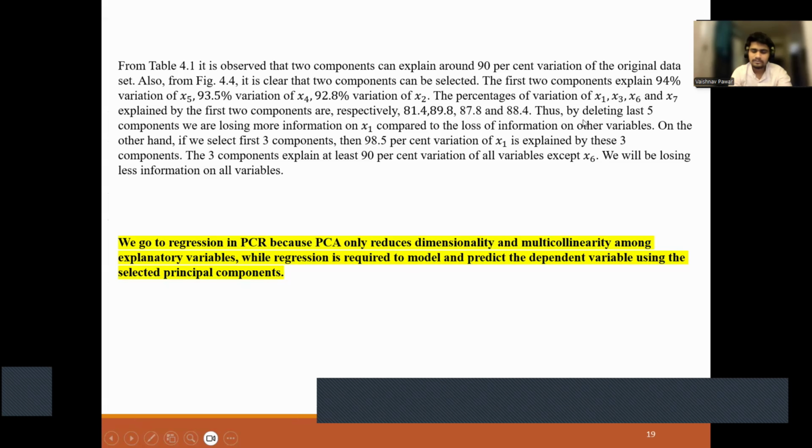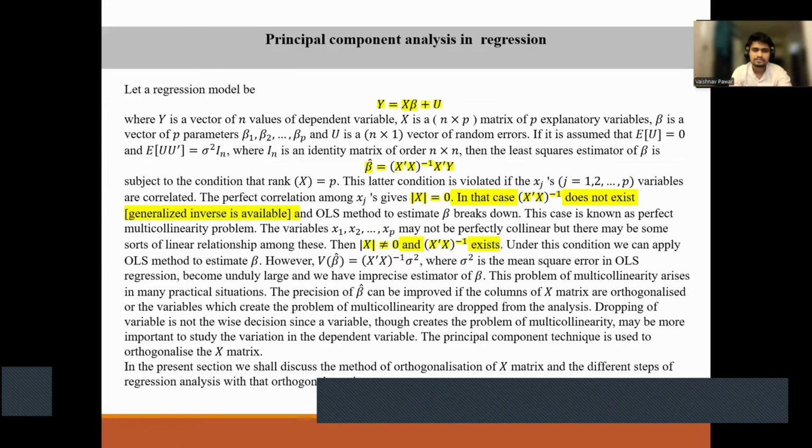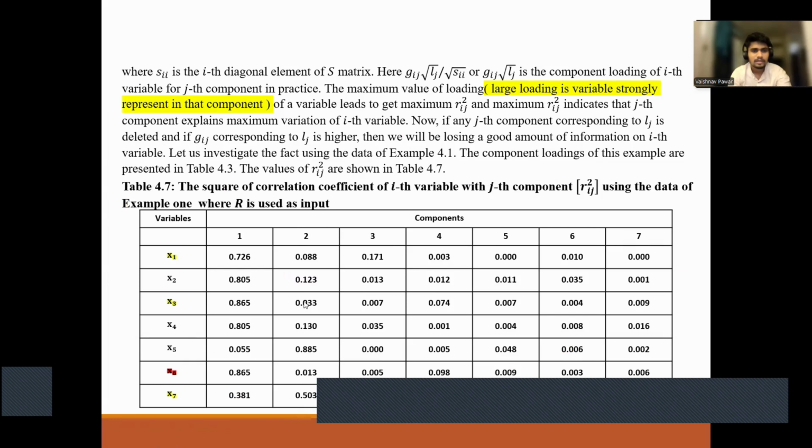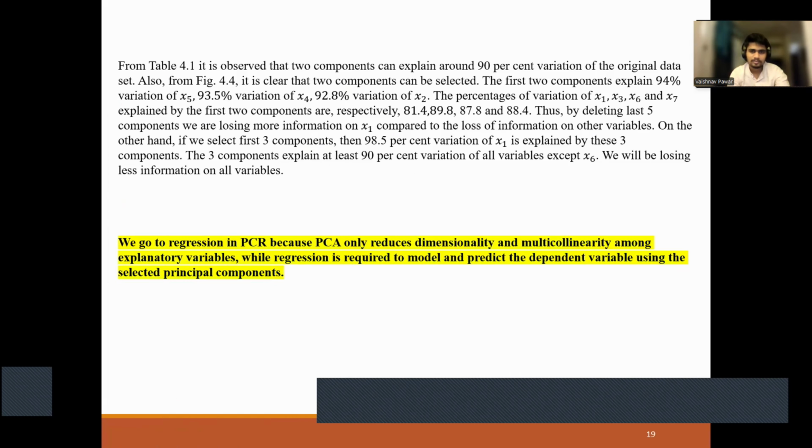But if we add a third component, then we get 90% explained, except for x6. Still, x6 with three components will not be able to explain more than 90% of the variation. So if we are not above 90% of the variation, we will be losing some information. If our components explain at least 90% of the variation of all variables, we will be losing less information about all the variables.